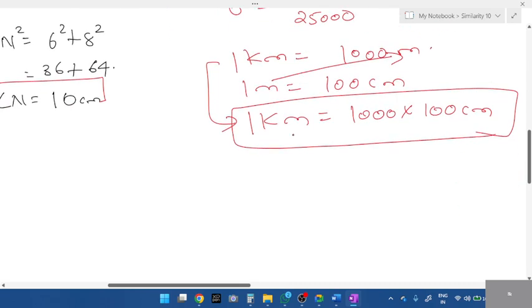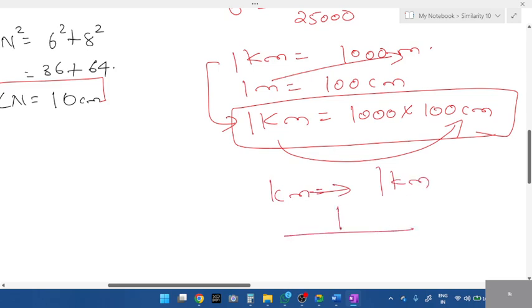So kilometer is greater. From greater to smaller value, what are we doing? Multiplying or dividing? You have to multiply. But if you want to convert centimeter into kilometer, you have to divide it. Divide by 1000 into 100. Just make a note of these two concepts. 1 kilometer is equal to 1000 into 100 centimeters. And 1 centimeter is 1 by 1000 into 100 kilometers.